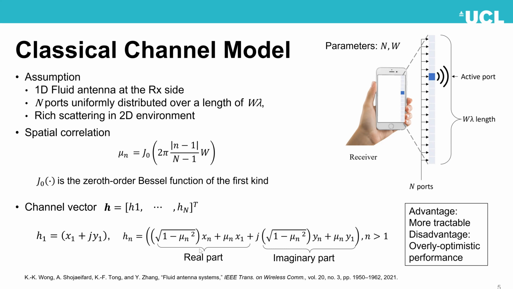Hn can be computed using this equation here for all n larger than 1. As you can see in this equation, the nth entry is coupled with the first entry only, which is also referred to as the reference port. So this actually makes the model and the performance analysis much more tractable. But it also imposes a constraint on the covariance, and thus it might lead to overly optimistic performance.